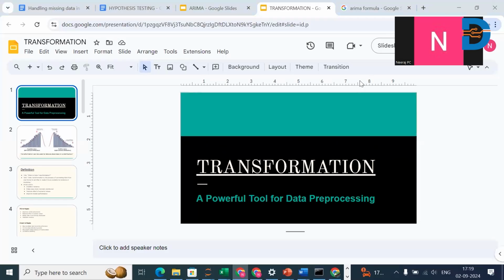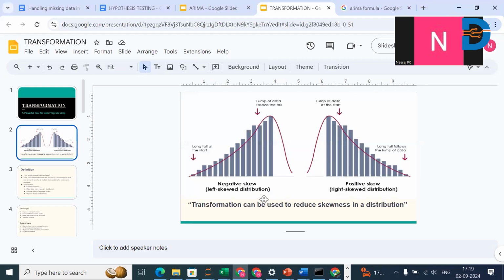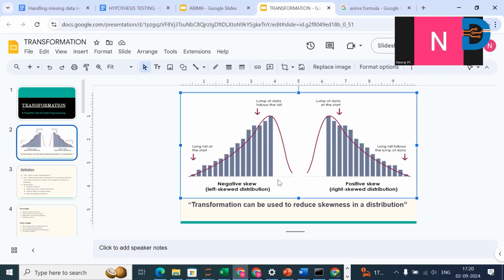Welcome to DataMites. In this video, we'll be seeing about transformation, which is a powerful tool for data pre-processing. So what is the need of transformation? In our stats and in our data science journey, we have seen that when we do a curve or a distribution plot for the data, most of the times we usually get negative skewed or positive skewed. But what is preferred? A normally distributed data set is preferred.